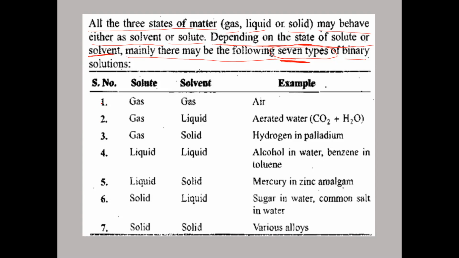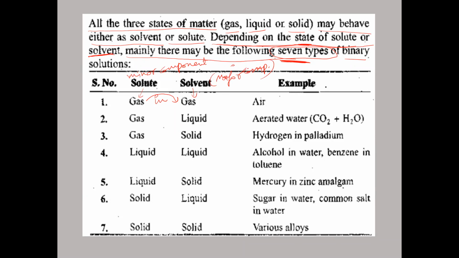Okay. So the first type is, check it here, gas in gas. So gas in gas type of solution. Now gas is what? Your solute. The physical state of solute is gas. The physical state of solvent is also gas, gaseous state. So solute is what here? Minor component. And what is solvent here? Solvent is major component.